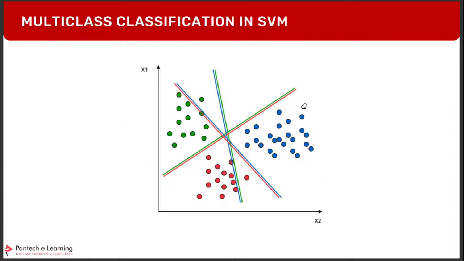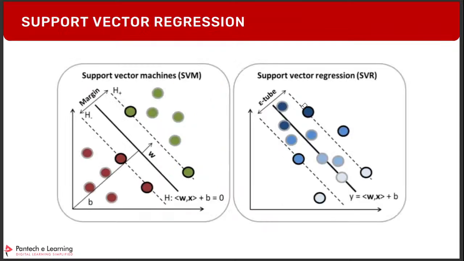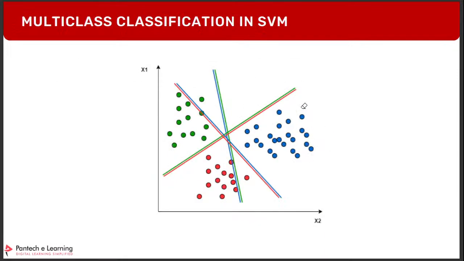And once again, this is for binary, that's fine. What if you have multi-class classification? Once again, it is going to follow one versus rest. And with that, like we saw in logistic regression, the output will be predicted based on the probability.